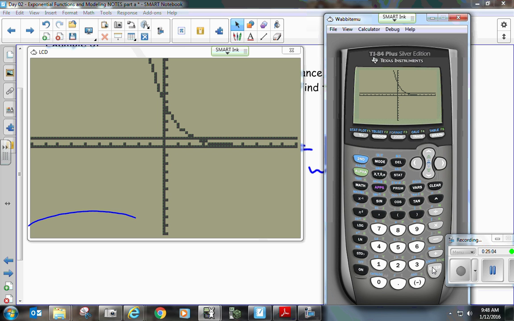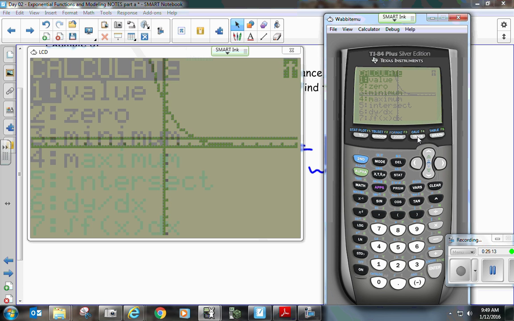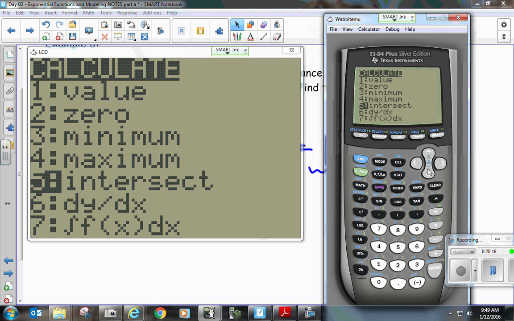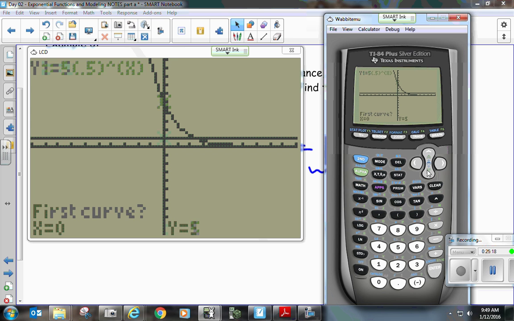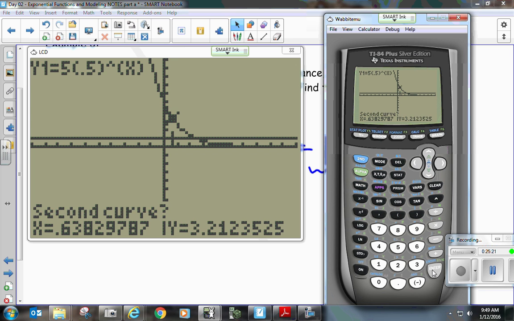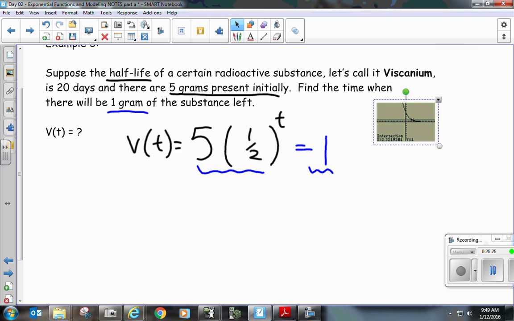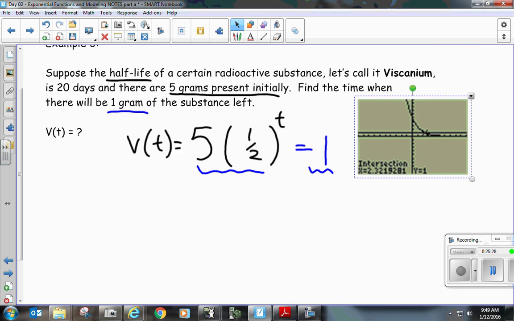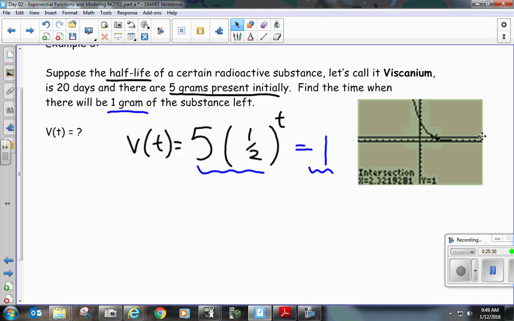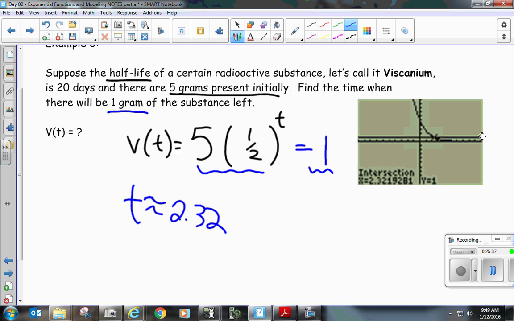Alright, well, there's the first thing. There's one. Okay, it intersects somewhere about here. So I need to use the intersection function again. Second, calculate the intersection. Come down there closer. Hit enter once, enter twice, and enter a third time. Okay, 2.32. Now, is that what it is? Is it 2.32 days? No, it is not. But how many days is that?